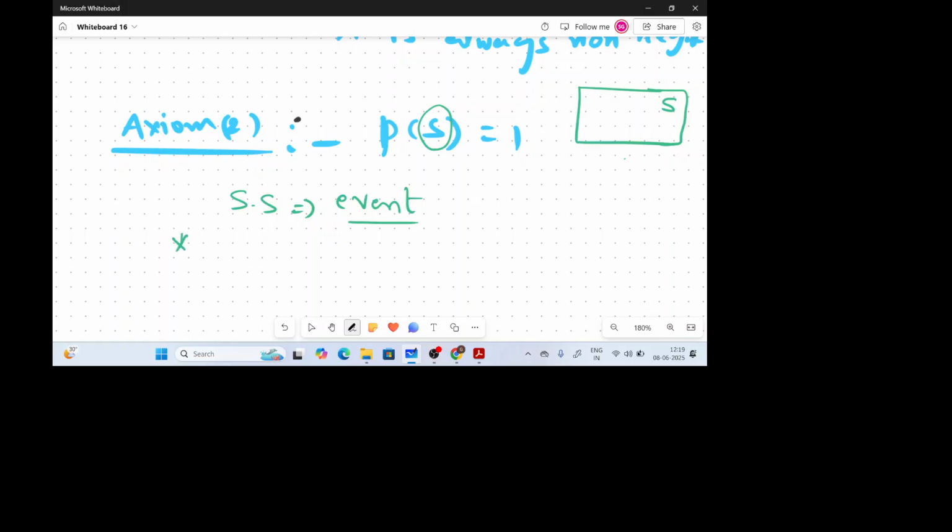that means it should have the highest probability, since it consists of all the events which are present on a sample space. What is the highest probability that you can say? Which is equal to 1. That is unity. Right. So that is what axiom 2 says.